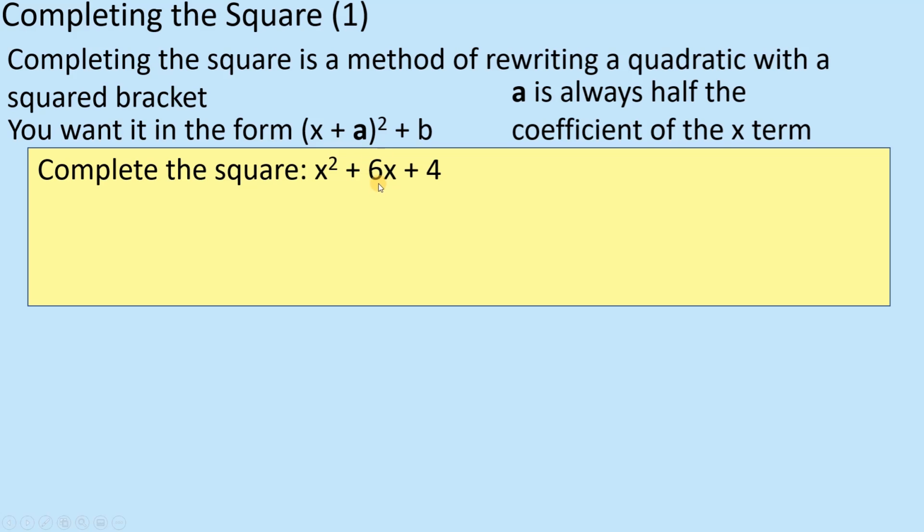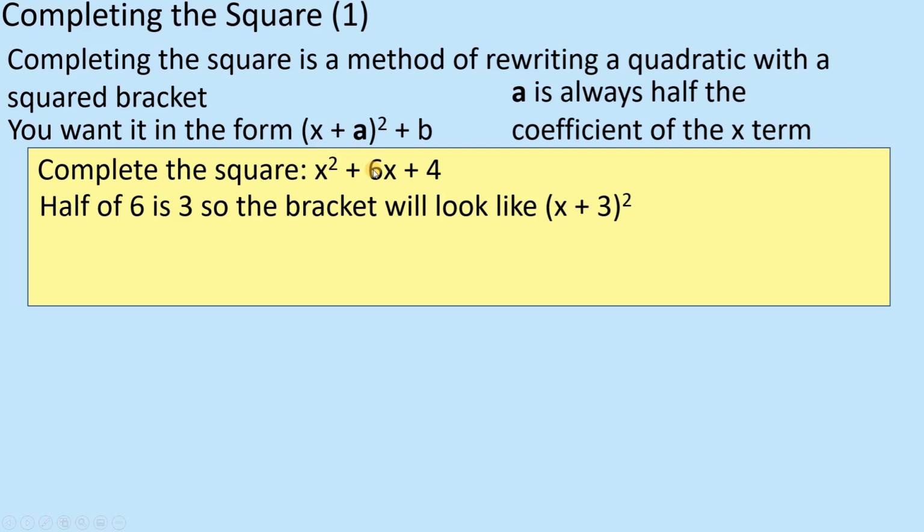Now there's nothing to say that can't be an odd number or more of a horrible number, and therefore you would end up with either a decimal or a fraction in there, which is less than perfect, but you need to understand that that's potentially all right. Depending on the paper you're sitting, if you're sitting a higher paper, that might give you something that involves a fraction, but the method is very much the same. It's still half that value. That should be your first step. So half of 6 is 3, so the bracket will look like x plus 3 squared. That's your first bit.